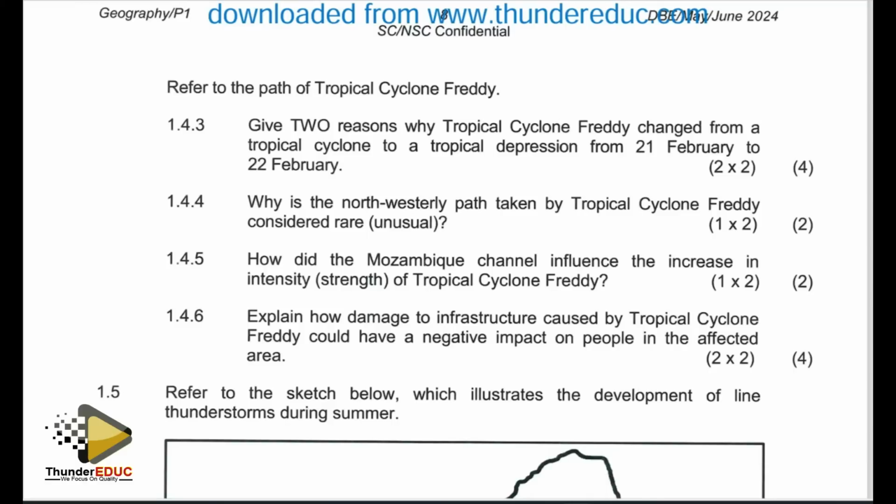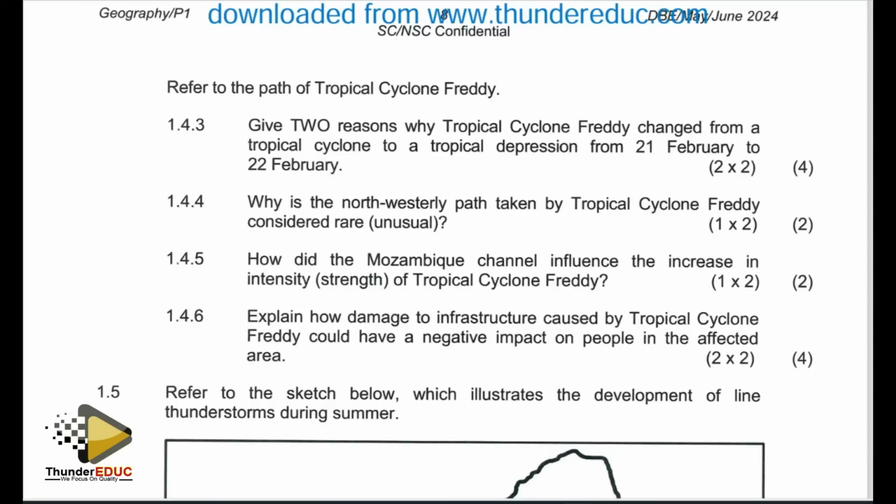Right. The reasons that you can give there is because of the warm ocean water over the Mozambican channel. Remember, for tropical cyclones, they need warm oceans. So it went through cyclogenesis because of the warm ocean waters over the Mozambican channel, which provided it with energy to revive its power and to revive its circulation and become stronger and cause more damage over Mozambique.